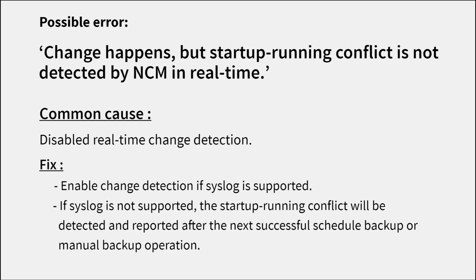So another error that you could face is that the change happens, but the conflict is not detected by NCM in real time. So this could be due to the real-time change detection not being enabled. So you can enable that as shown earlier from the inventory itself. Or it could be due to the syslog not being supported, and the startup running configuration conflict will be detected by NCM only after the next successful manual or scheduled backup.